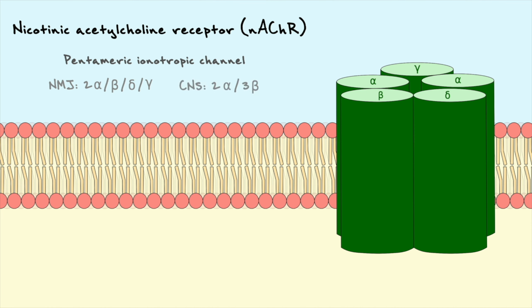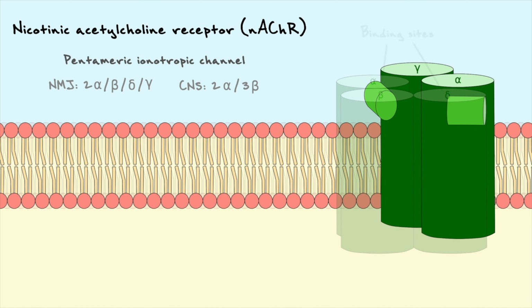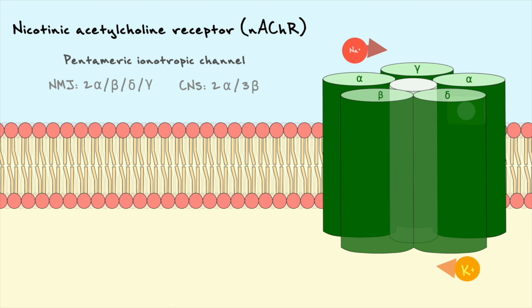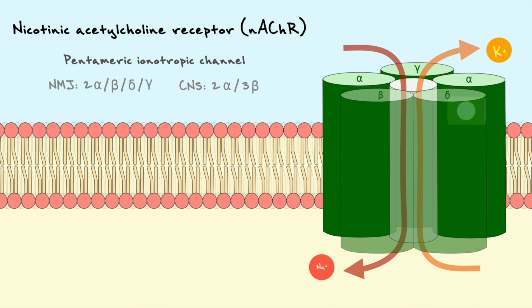and 3 beta. The channel has 2 binding sites for acetylcholine that are located between the alpha subunits and the neighboring gamma and delta subunits. To open this channel, the 2 binding sites must have acetylcholine inside. When the channel opens, mainly sodium and potassium flow through according to their driving force. Thus, the nicotinic acetylcholine receptor provides a path for both potassium efflux and sodium influx.